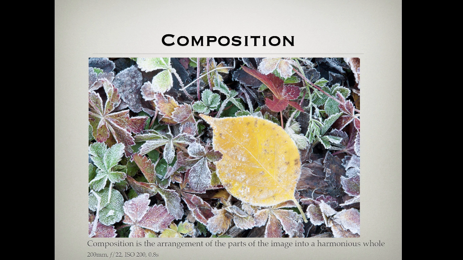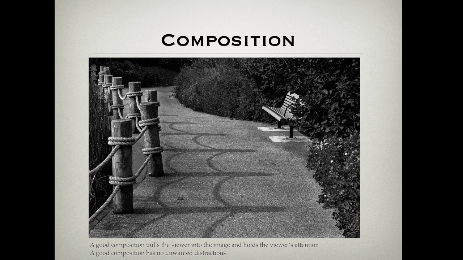So composition is the arrangement of the parts of the image into a harmonious whole. So you think about your images as you create them, and you have to look beyond just looking through your viewfinder to try and imagine what it's going to look like on a screen or printed and how that's going to work. The color, the elements that are in the photograph, the placement of those elements, all those things help with the arrangement of the parts in the image to make it a harmonious whole. So a good composition often has a 3D kind of feeling. It has a way to pull the viewer into the image and holds the viewer's attention. It can help lead them through the photograph and allow places for the viewer's eye to rest.